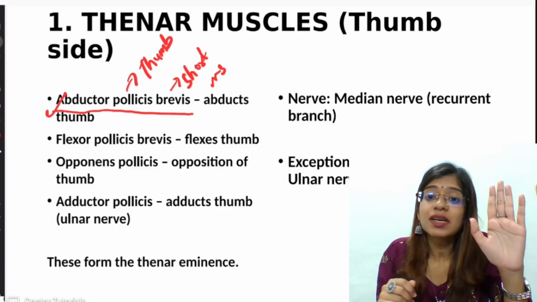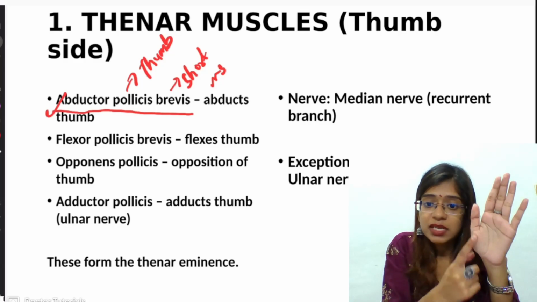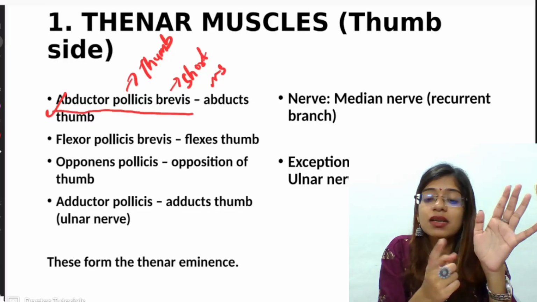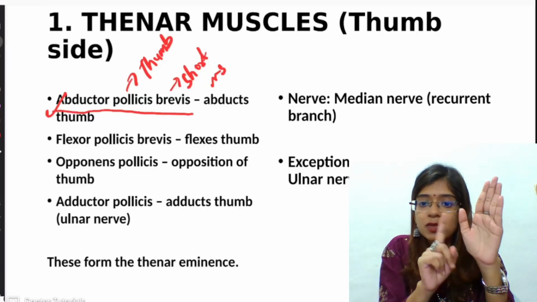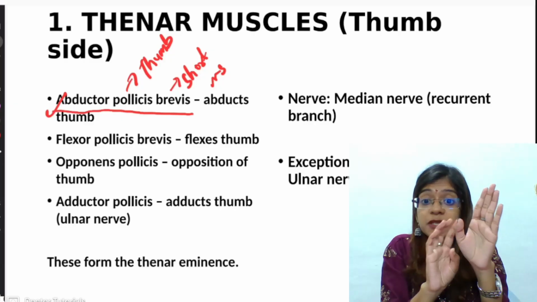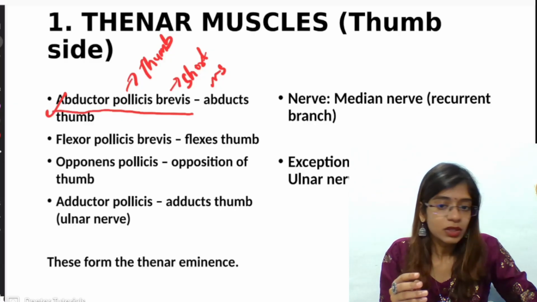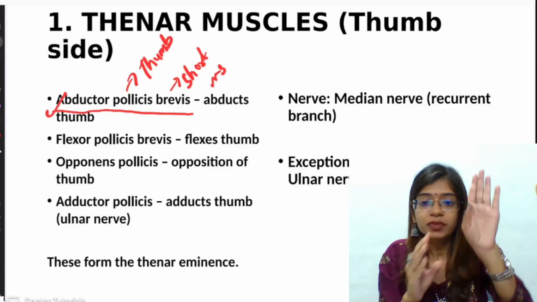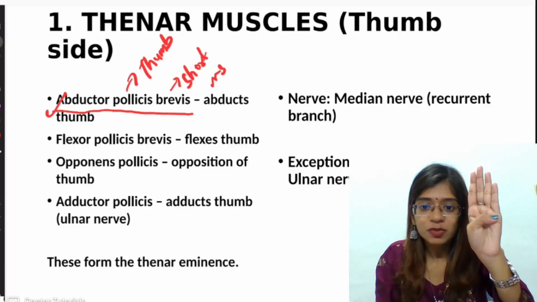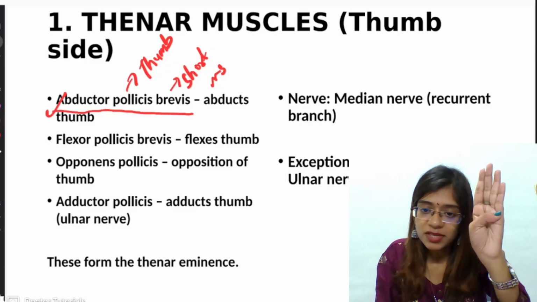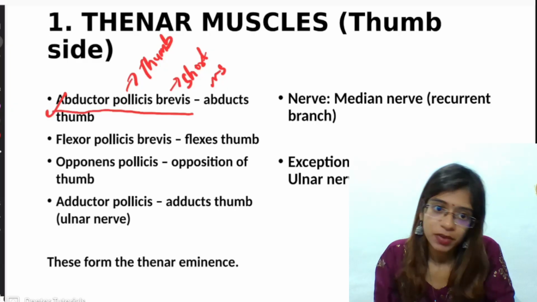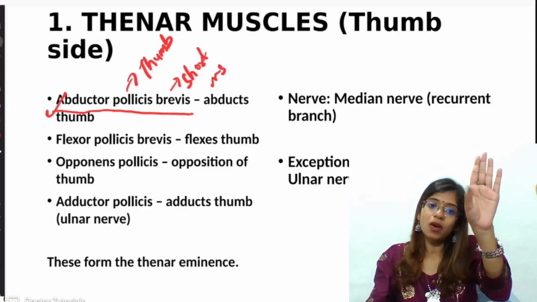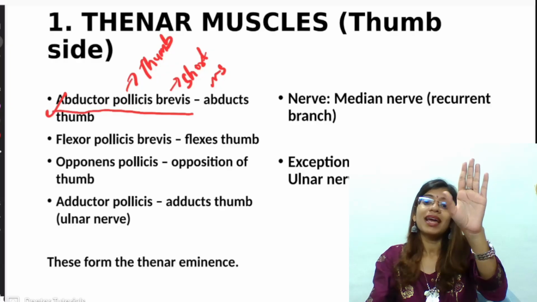Next is flexor pollicis brevis. Another thenar muscle is called what, guys? Flexor pollicis brevis. This muscle helps in flexion of the thumb. Pollicis means related to the thumb. Brevis again means it is a short muscle. Understood? So flexor pollicis brevis helps in flexion of the thumb.